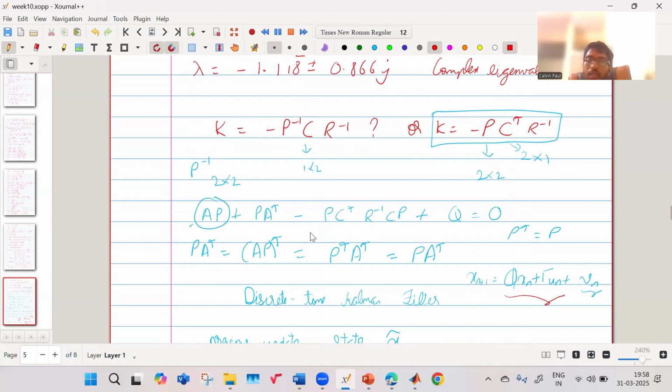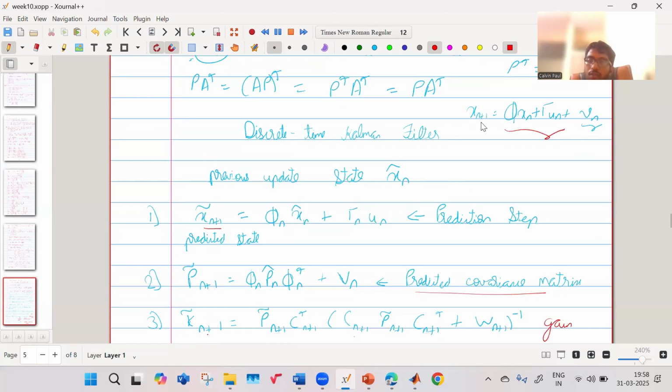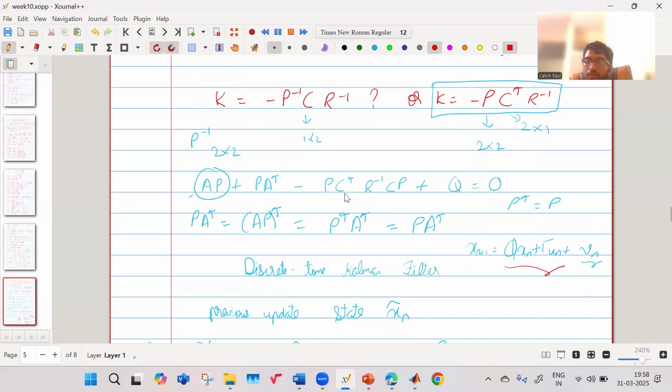Next, when we have to solve this, this is the matrix Riccati equation: AP plus PA transpose minus PC transpose R inverse CP plus Q equal to 0, which has to be solved. And similarly, you then get K equal to minus PC transpose R inverse.